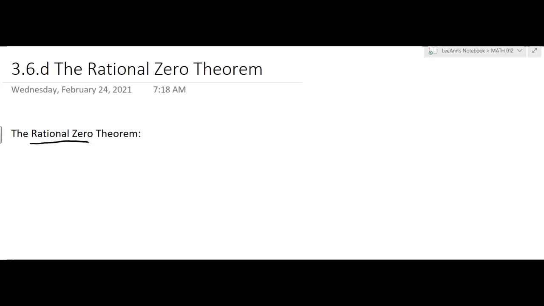We're not talking about zeros that would have i in it, or like the square root of 7. We're not talking about those zeros. Okay, those are possibilities, but this theorem doesn't apply to those.